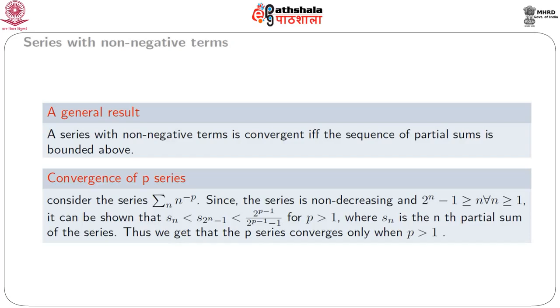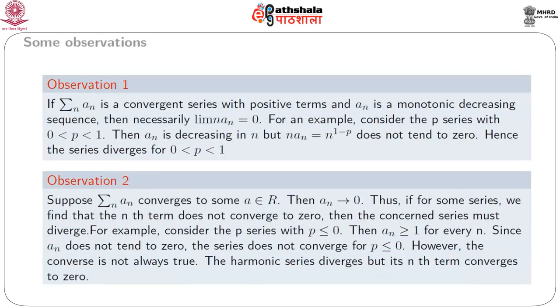Now let us give some possible observations. First one is, if summation an is a convergent series with positive terms and an is a monotonic decreasing sequence, then necessarily limit of n multiplied by an equals 0. For an example, consider the p series with 0 less than p less than 1, then an, that is 1 by n to the power p, is decreasing in n, but n times an is n to the power 1 minus p, which does not tend to 0. Hence, the series diverges for 0 less than p less than 1.